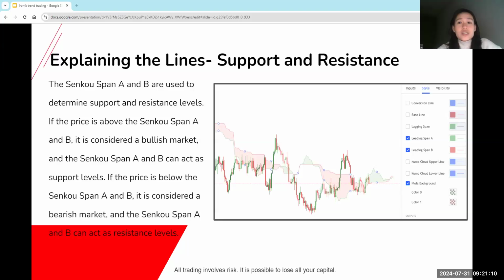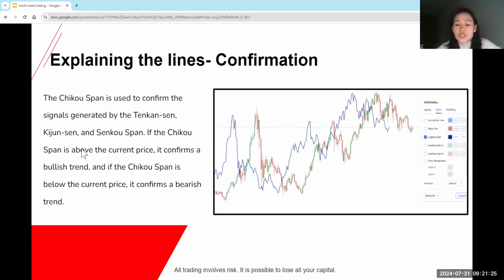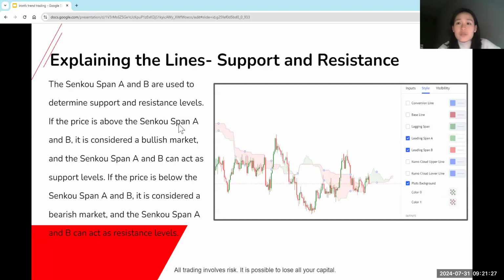If the price is below the cloud, it's a bearish market like we discussed, and then our lines can be used as resistance levels. If it's a bullish market, like over here, your lines can then be used as support levels.